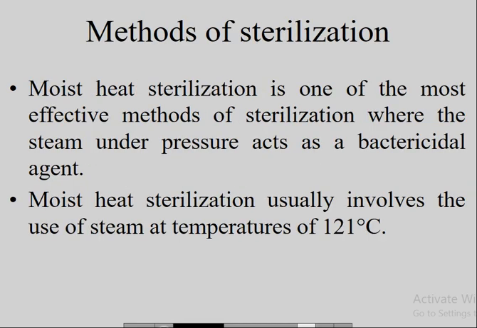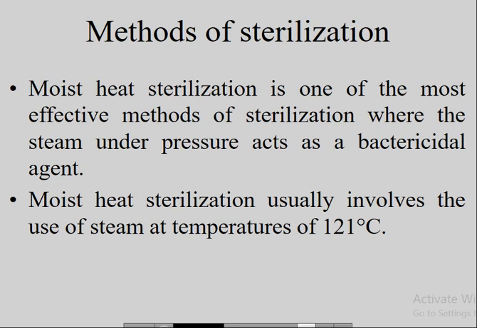Now we will see different methods used in sterilization, out of which one of the most frequently used methods in laboratories is moist heat sterilization. It is also one of the most effective methods. In this method, the agent that acts as a bactericidal agent is steam under pressure. The best example of steam under pressure is our pressure cooker. A pressure cooker works under the same principle as moist heat sterilization.